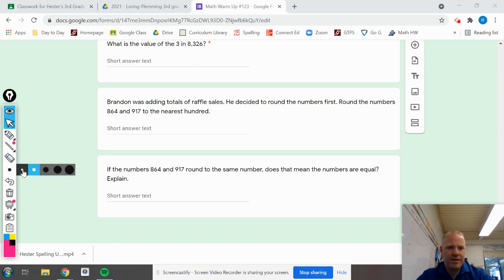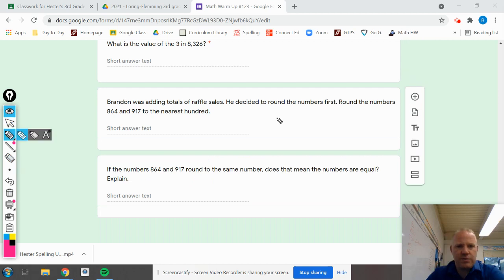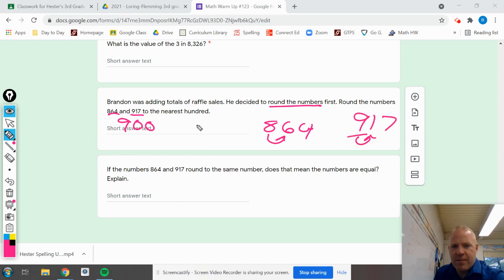Brandon was adding totals of raffle sales. He decided to round the numbers first. Round the numbers 864 and 917 to the nearest hundred. So 864 to the nearest hundred, the 8 asks the 6, are you less than 5? The 6 says no, so the 8 has to go to 9. Then we have 917. The 9 asks the 1, are you less than 5? The 1 says yes, so the 9 stays the same. So both numbers become 900. Put a comma between them.